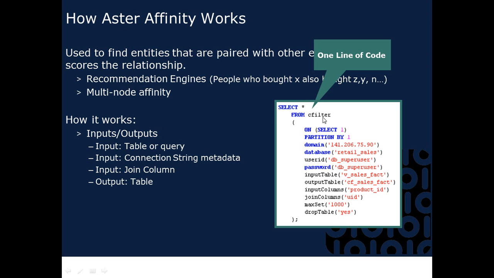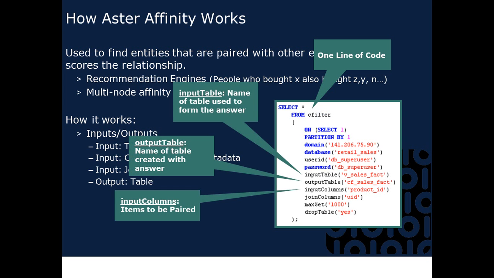Select star from C filter. This is the metaphor. If we're all familiar with ANSI SQL, remember SQL MapReduce, which is patented technology by Aster, uses a metaphor very similar to ANSI SQL. Select star from C filter. Whereas I would normally see a table name here, C filter is one of the analytical functions available in Aster. Pretty nifty stuff. But as you can see, here's the rest of my input columns, my output columns, my table names, and my join columns and whatnot. So that's how all of that works.